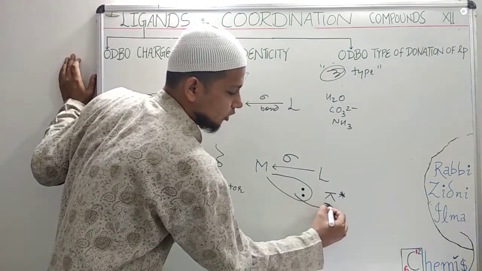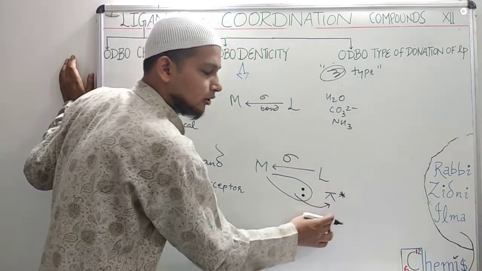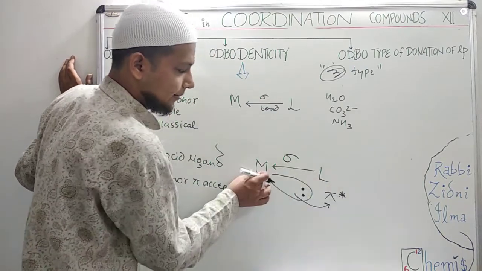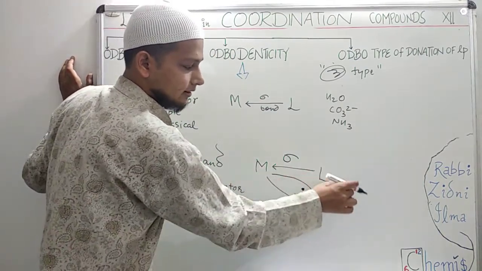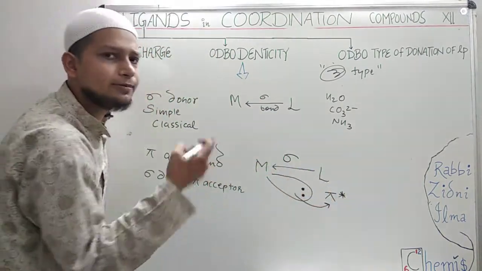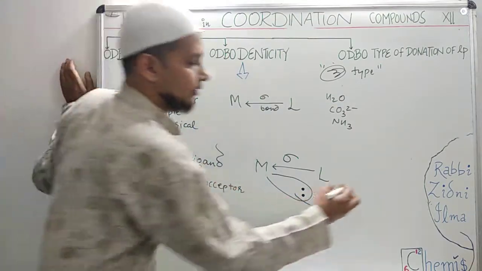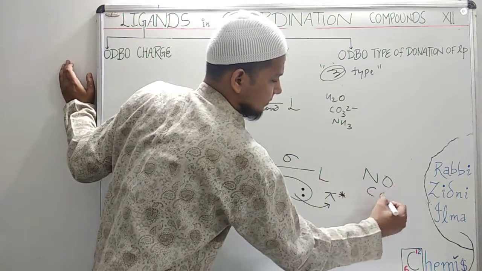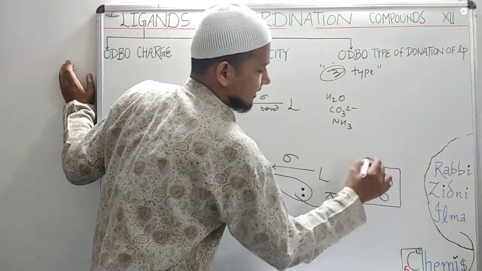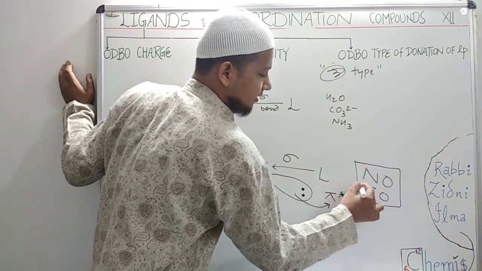Acceptance is done in what? Pi orbitals, anti-bonding pi orbitals of the ligand, and the metal is bonded with the ligand through a sigma bond, sigma like bond. So this is our pi acid ligand. There are two particular examples of this. There are many, but I will teach you only two, that is NO and CO, CO being very important.